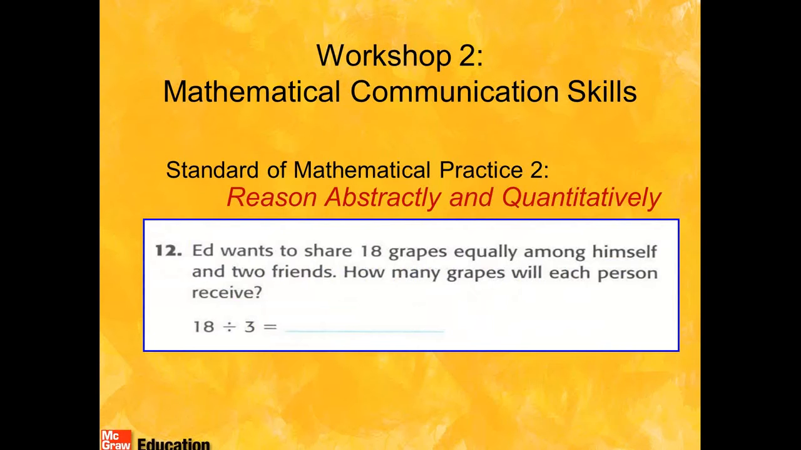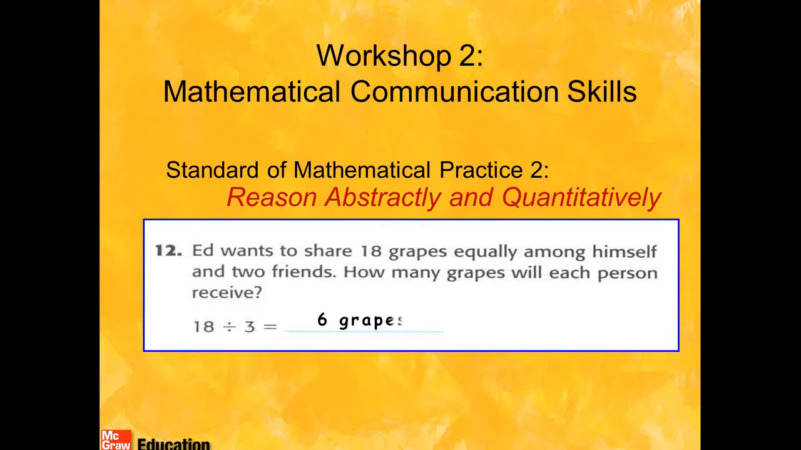The example here illustrates how to remove the quantities to decontextualize them in order to perform the operation. Ed wants to share 18 grapes equally among himself and 2 friends. How many grapes will each person receive? As you notice, the computation statement at the bottom, 18 divided by 3. Decontextualizing the problem pulls the numbers from the problem and presents them in the way that identifies what mathematical operation will occur. The example here illustrates the removal of those quantities.